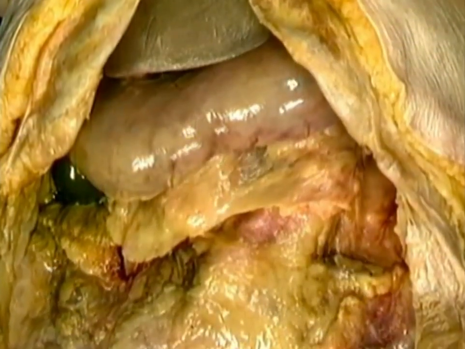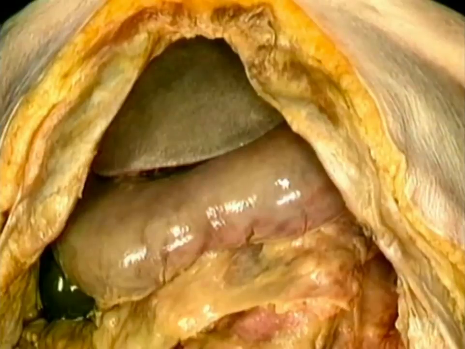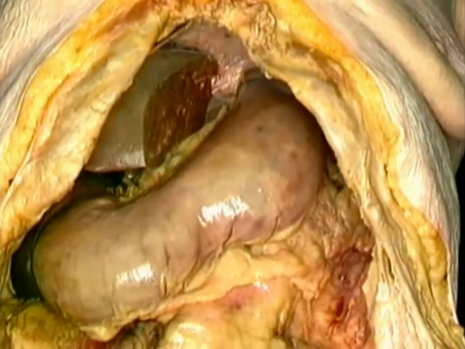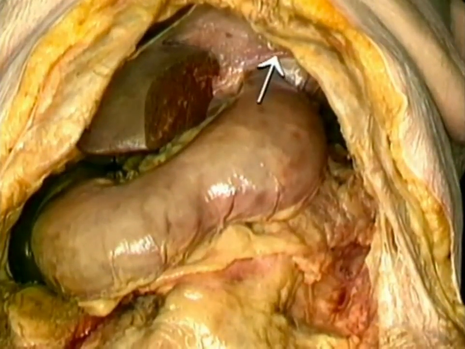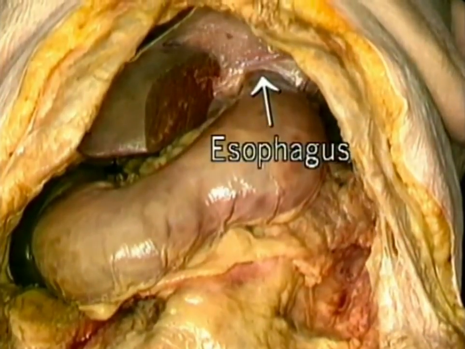The last structure hiding the stomach is the liver. We'll remove this left lobe of the liver. Now we can see the stomach clearly. All this is the stomach. This is the underside of the diaphragm. Here's the esophagus coming through its hiatus in the diaphragm.